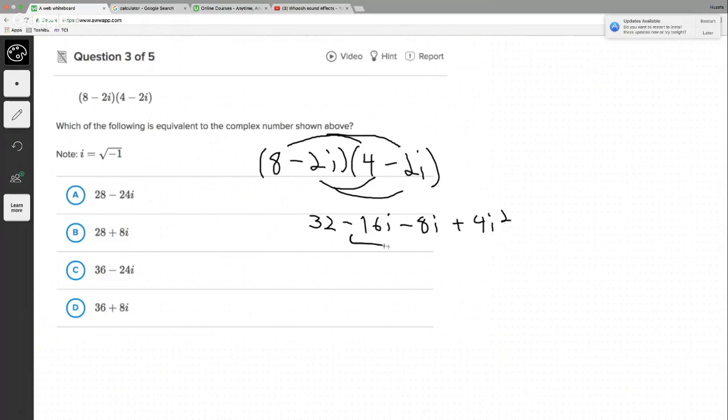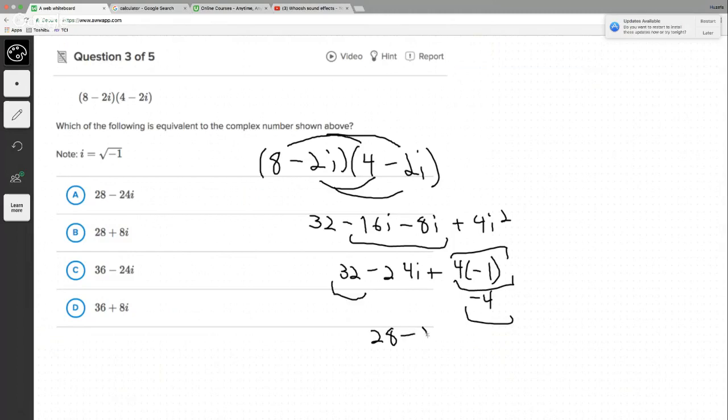So what happens here? We got like terms. Boom. 32 minus 24i plus 4. And then again, i squared is just negative 1. This is just negative 4, right? Let's just rewrite it like that. Now we can combine it with this guy and this guy. And then 32 minus 4 is just 28. 28 minus 24i. That's all there is to it. 28 minus 24i.